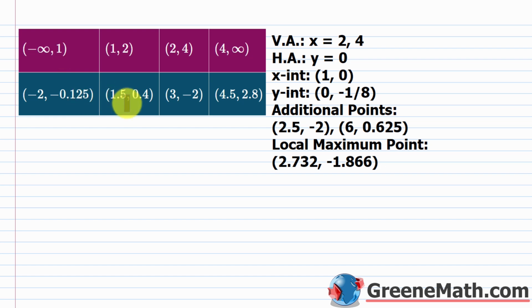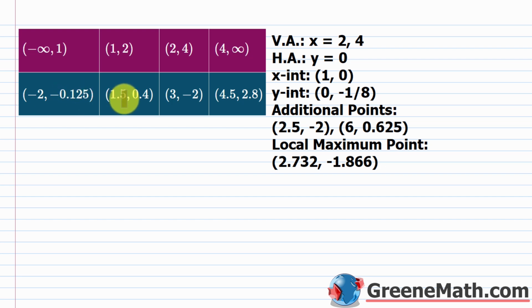I went ahead and grabbed some stuff that was easy to work with. A lot of times when you do this, you don't know what's easy to work with. So just plug it into your calculator, and if it's a nasty decimal, just round it to the nearest hundredth or the nearest thousandth. Whatever you want to do, you're just trying to get an idea of what this looks like. It does not have to be perfect, so do not worry about that. So this guy is going to be (negative 2, negative 0.125).